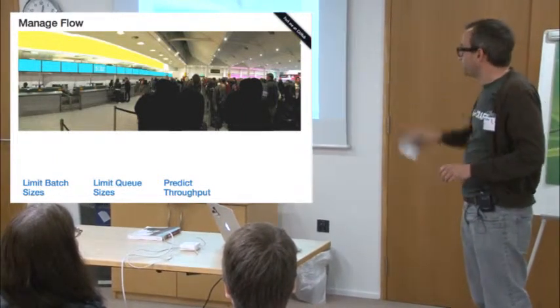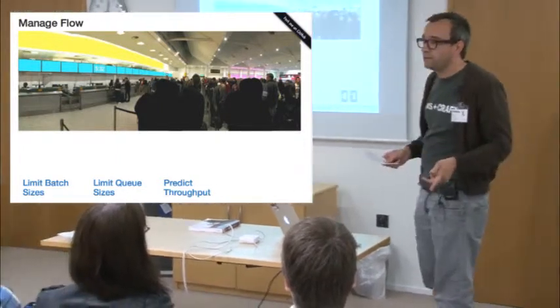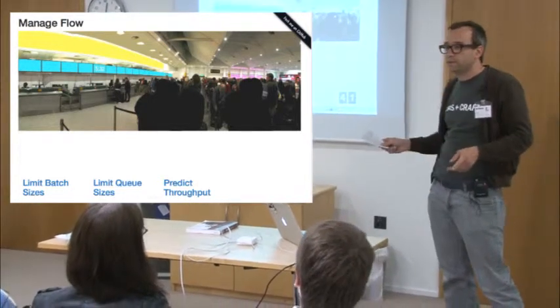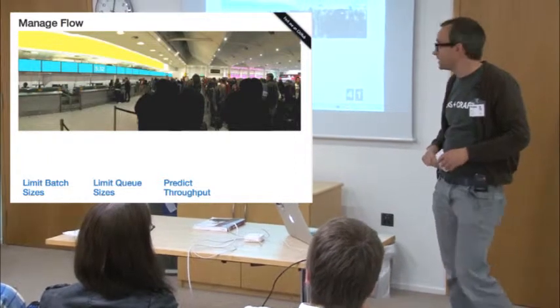So we've got three subjects we can look at here. We can look at limiting batch sizes, limiting queue sizes, or how managing flow helps you predict throughput. Can I have a volunteer to suggest the path we take next? Batch sizes. Batch sizes.